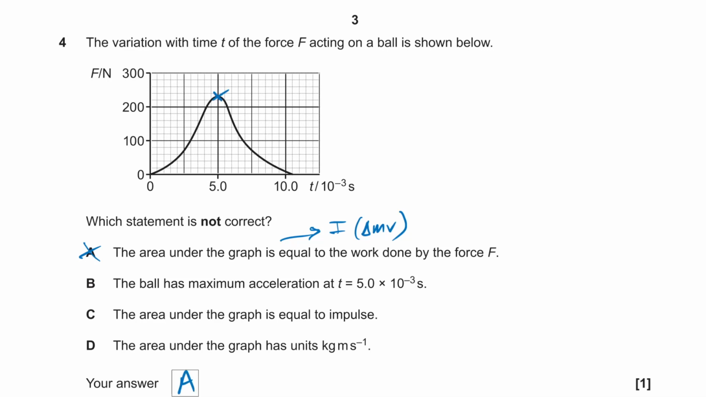Let's just check the other ones. B, max acceleration in the middle. Yes, because we have the biggest force. C, the area under the graph is impulse. We just said that has to be true. And D, it has the units kilogram meters per second. Yes, that's true because of course it's mass times velocity.